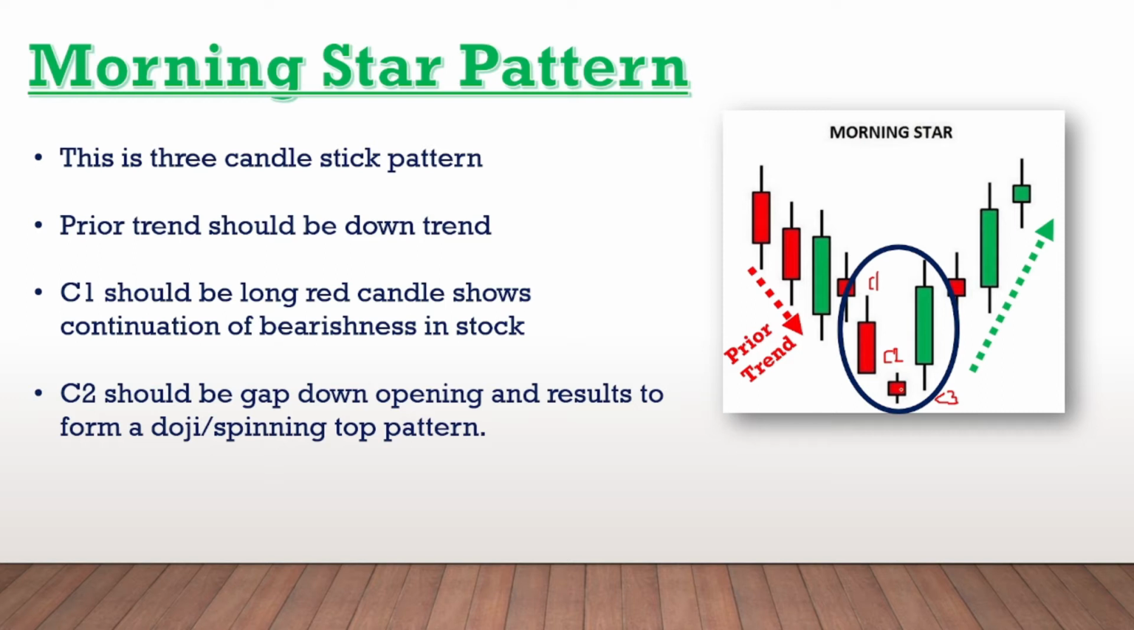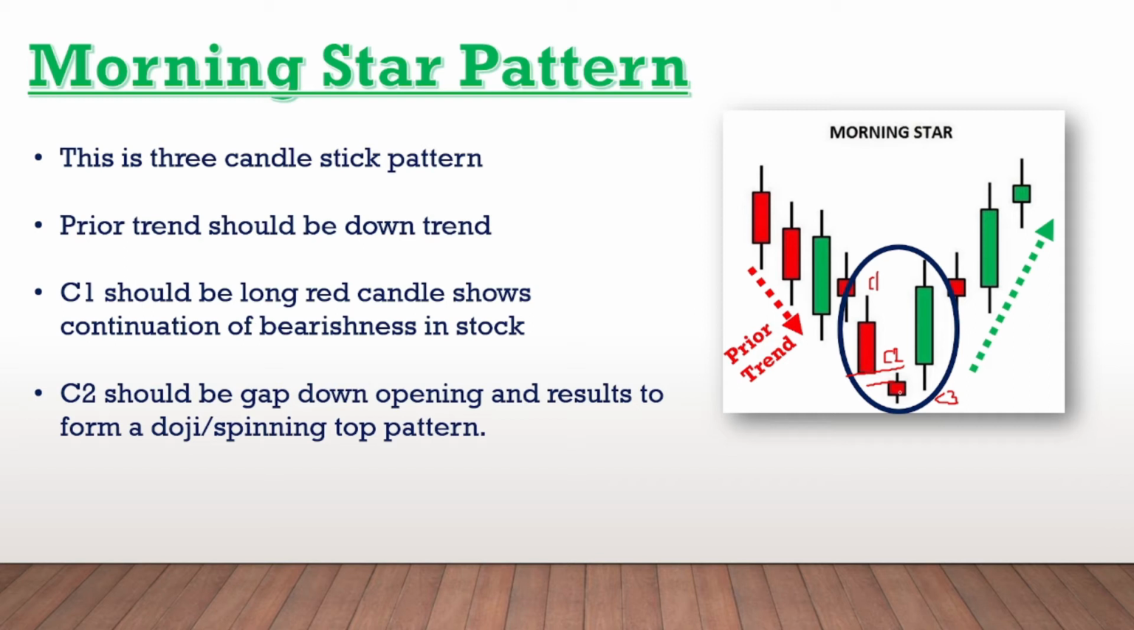Okay, so if you clearly notice here, it resulted in a gap down opening, correct? There is a gap between the previous day's candle, that is the C1 close price, and the C2 opening price, right? And ultimately it should result in the formation of either a doji or a spinning top pattern.